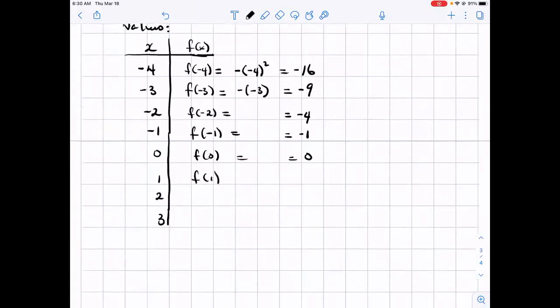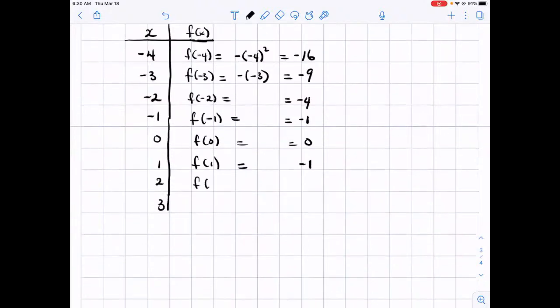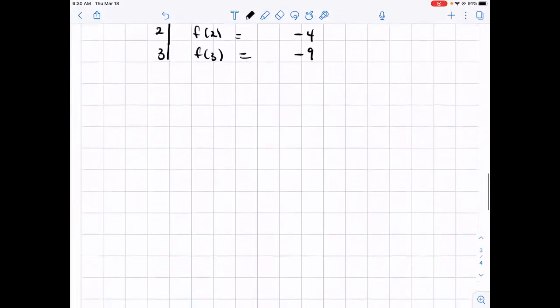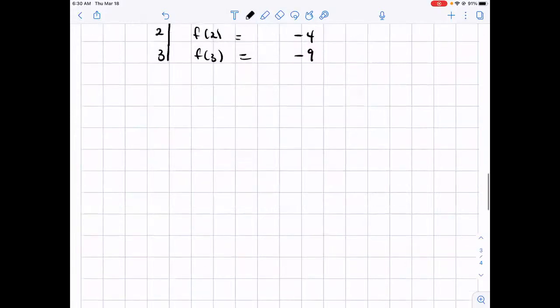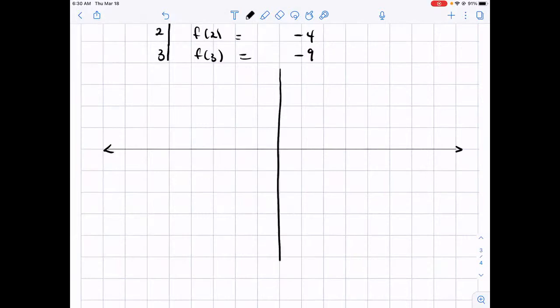F of 1 will be minus 1. Okay. F of 2 will be minus 4. F of 3 will be equal to minus 9. And if we plot these points on the graph, on the xy axis, you will observe that you will have a graph that looks very similar to x squared, but there is one little difference.